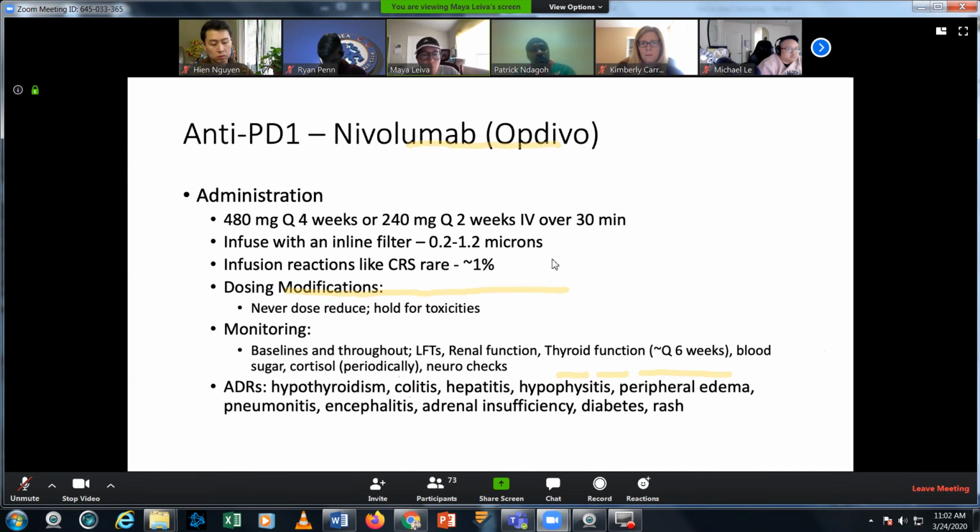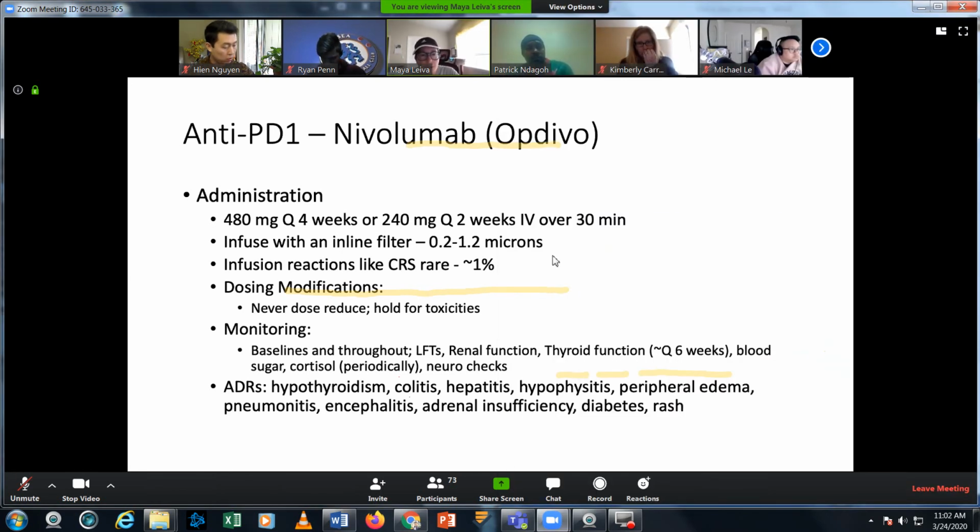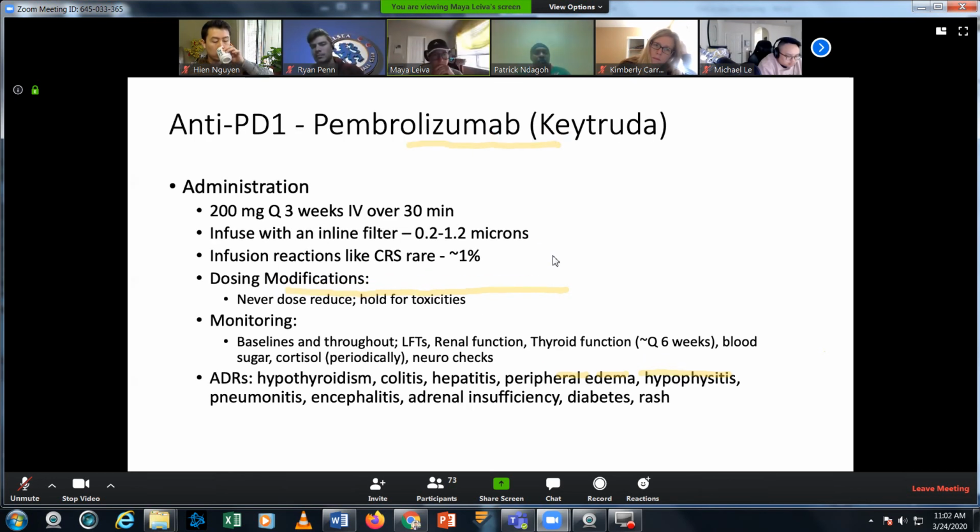All right, so nivolumab, we're going to talk more about these when we talk about the immune-related adverse events. But just quickly, we've got flat dosing now available for most of the anti-PD-1 drugs like Keytruda and Opdivo. And we don't ever dose reduce, we just hold for toxicities, unlike other chemotherapies. Some of the things we see are hypothyroidism, hepatitis, basically any itis that you can think of is very common with the anti-PD-1 drugs because they're checkpoint inhibitors. They're activating your immune system. And then with pembrolizumab or Keytruda, kind of same deal. Flat dose, same toxicities, and we don't reduce the dose. We just hold.